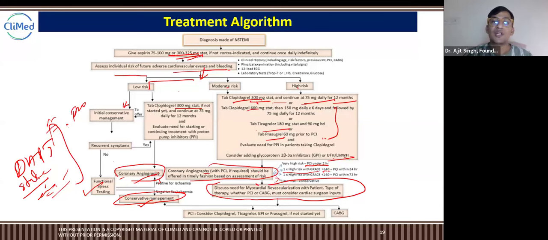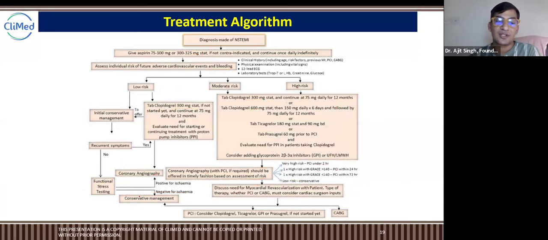If there are more than two vessels involved, we can consider CABG also. If PCI is not feasible in such cases, we can go for CABG also. CABG is coronary artery bypass graft. Okay, coronary artery bypass graft. We can consider that also.